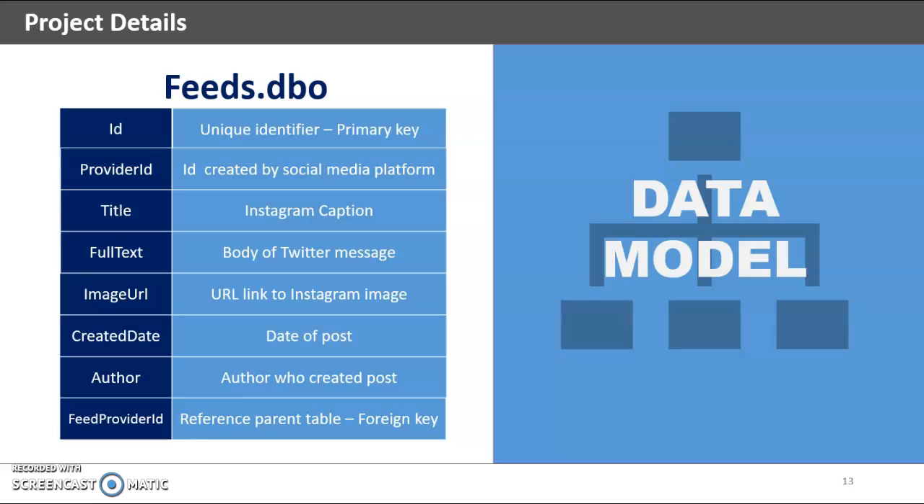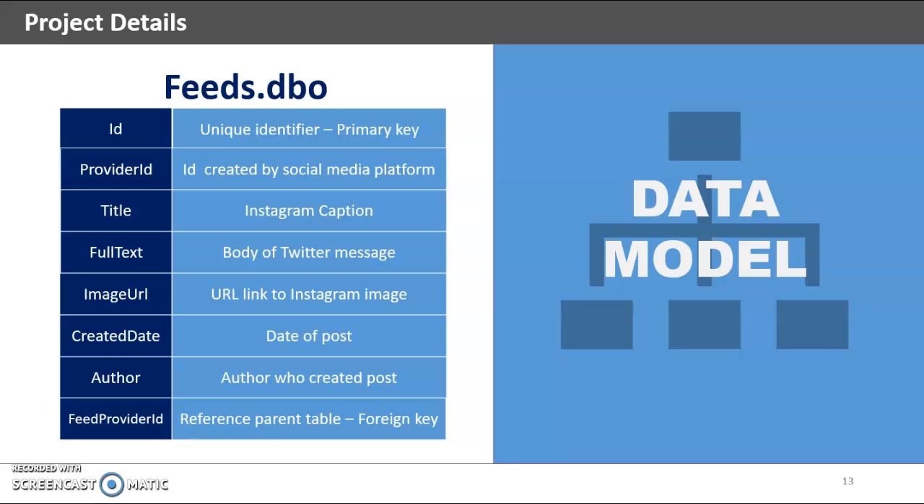The second table is called Feeds, and this is where the posts are stored. It consists of the field ID, which is a unique identifier for every entry in this table and is the primary key. Provider ID is a unique ID created by the social media platform itself for every post submitted on the platform. Title is the caption posted alongside the image in Instagram. Full text is the posted Twitter message.